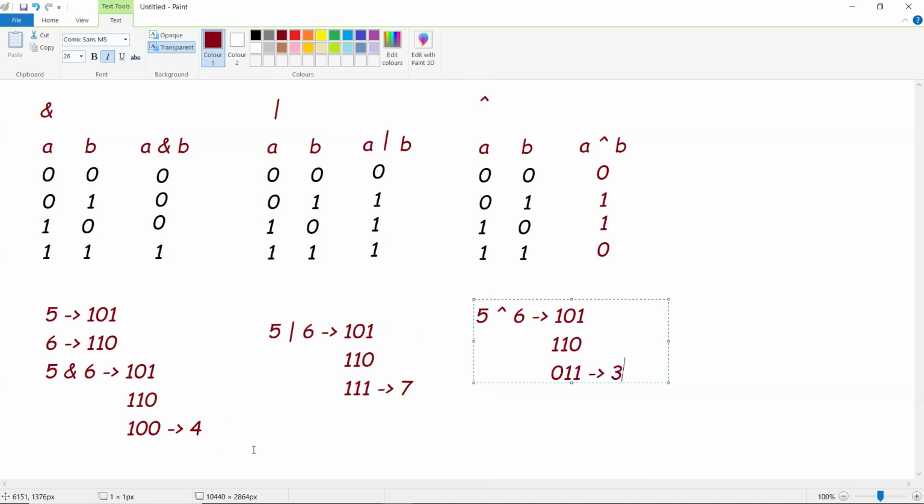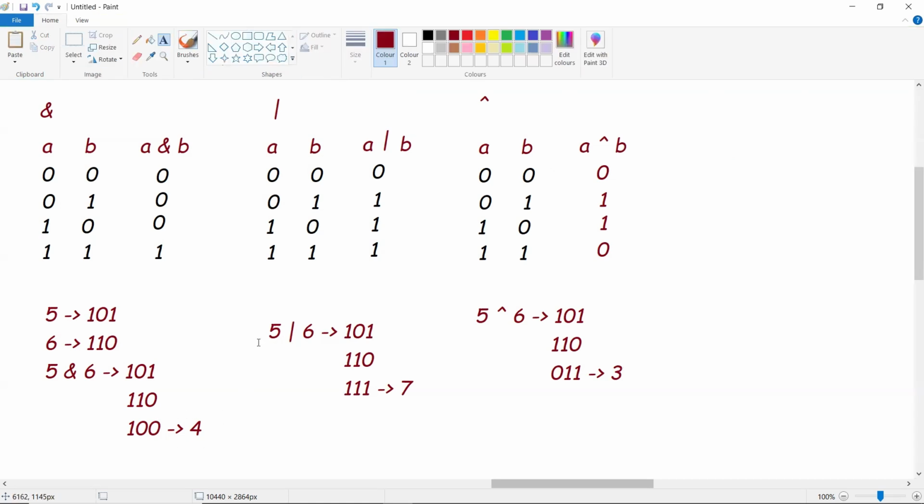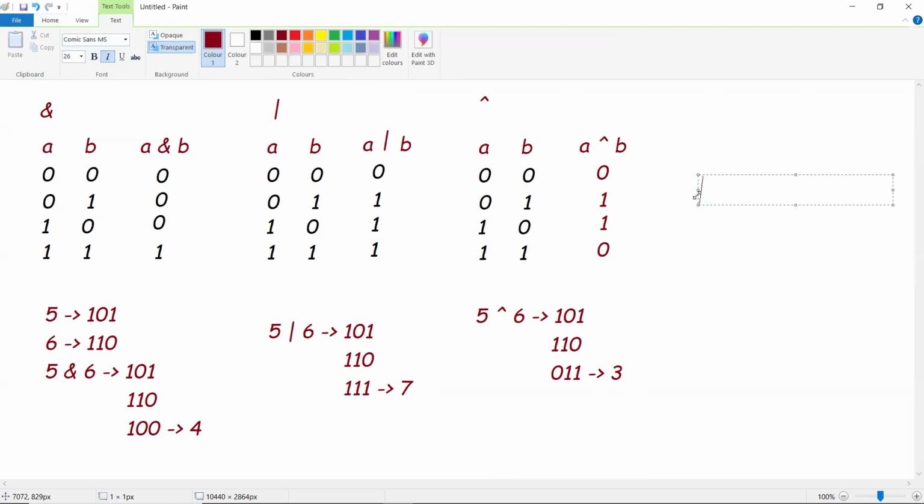So 5 bitwise AND 6, the answer is 4. 5 OR 6, the answer is 7. 5 XOR 6, the answer is 3. I'm adding one more point over here. If two bits are the same, the output would be 0 when it comes to XOR. If two bits are different, the output would be 1.